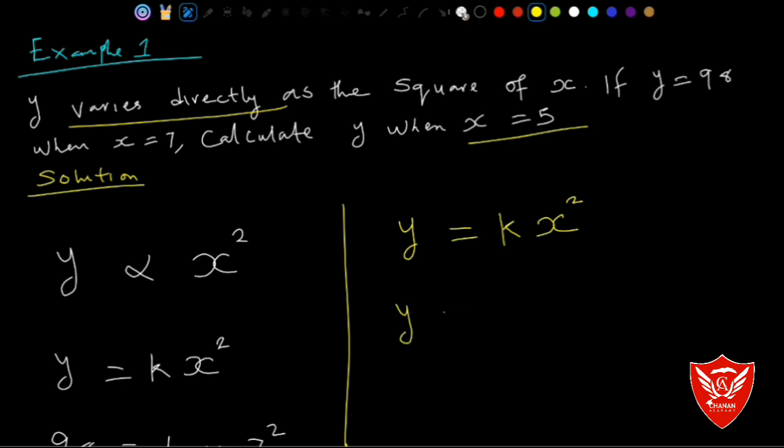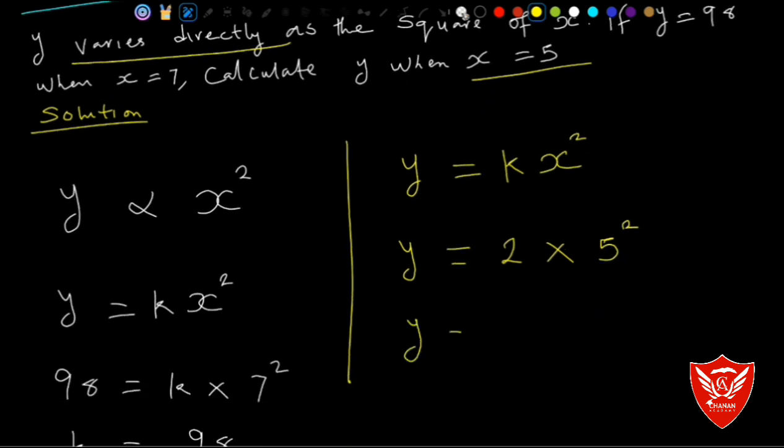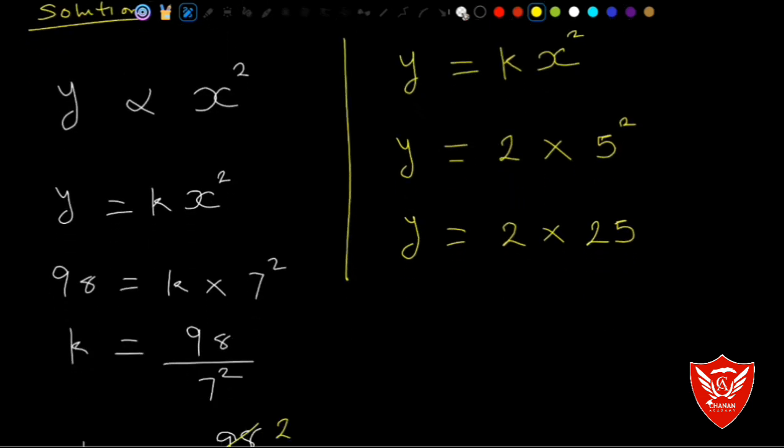So y will be equal to the constant, which is 2, multiplied by x, which is 5, so 5 squared. So y will be equal to 2 multiplied by 5 squared, which is 25, and then y will be equal to 50. So our y is 50. Alright, so let's take another example.